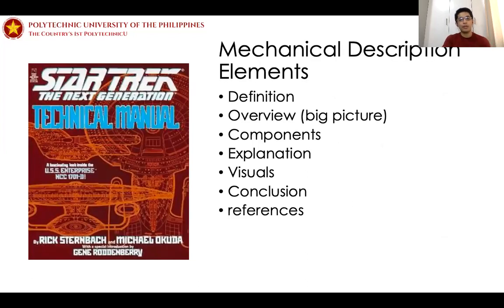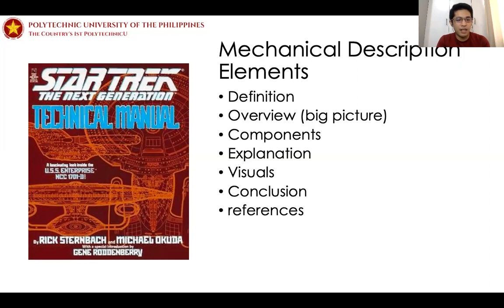Now, when we are talking about mechanical description, there are elements that we have to look at. Number one, definition. We have to look at the definition of the entire equipment, the entire tool, and the definition of each part. That makes definition a very important part of the entire mechanical description. Second, the entire file must provide an overview of everything else, similar to what you see here now.